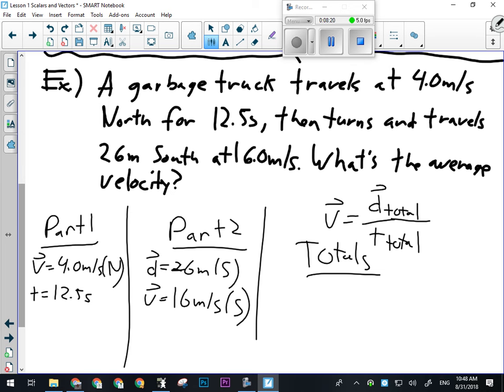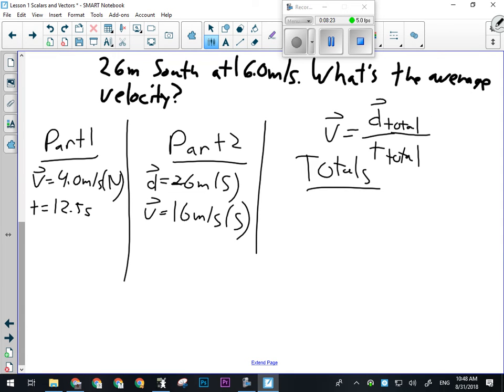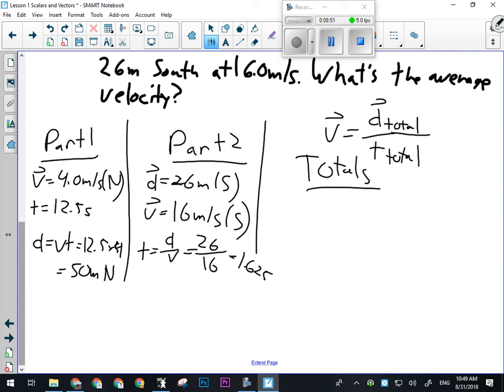I can just use V equals D over T for each part in order to get what I don't have. So to calculate D, I'm going to go V times T. So 12 and a half times 4 equals 50 meters north. So now I've got the displacement for part one. In part two, I'm looking for the time, so that's going to be D over V, and we're going to go 26 meters divided by 16 meters per second. That'll give us the time. It's 1.625 seconds.